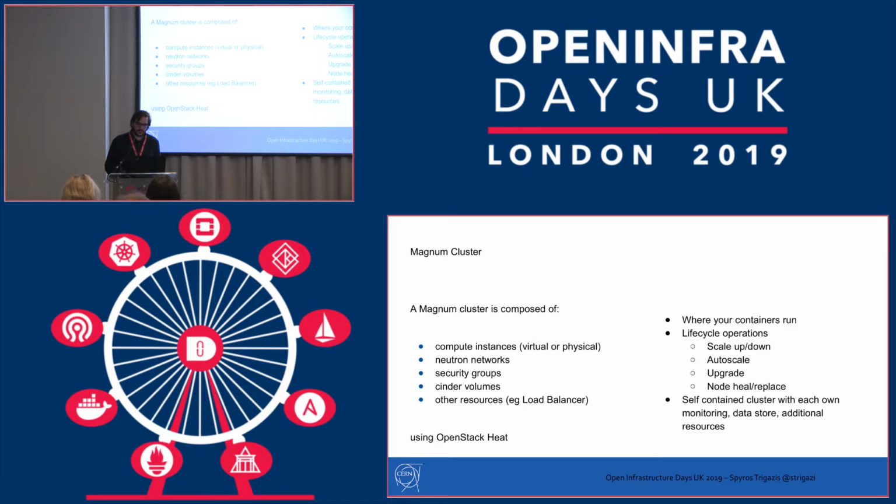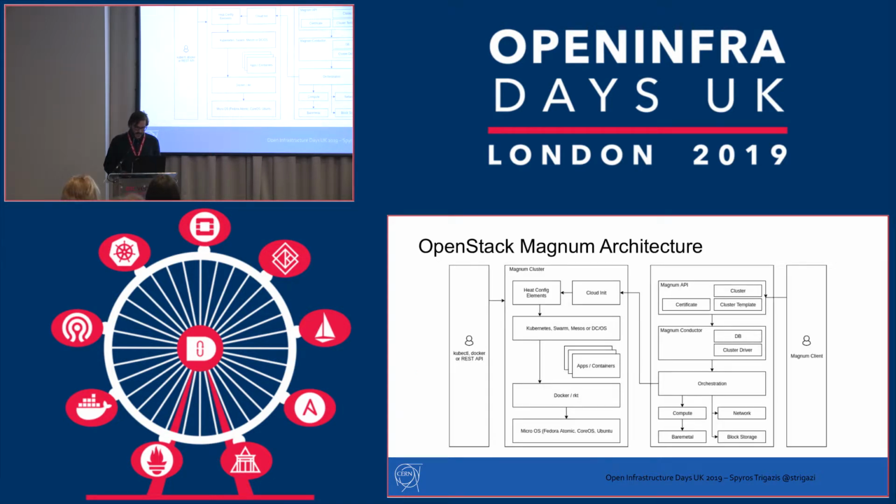So what is a Magnum cluster that is offered as a service? A cluster is composed of a few OpenStack objects like compute instances, which are either VMs or physical instances, virtual networks, which are created by Neutron, the networking component of OpenStack, security groups similar to AWS, block storage volumes, which are provided by the Cinder service, and other resources like load balancers, which are created for the API of the cluster or for services that Kubernetes exposes.